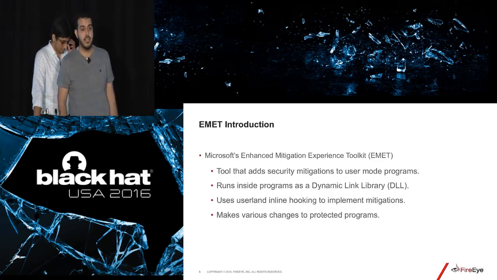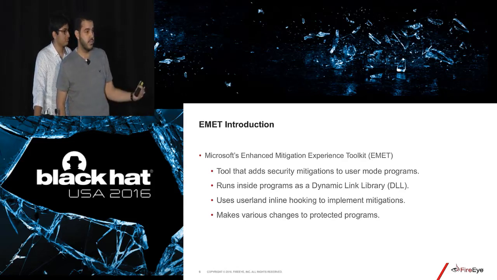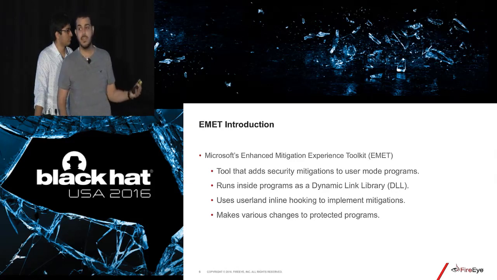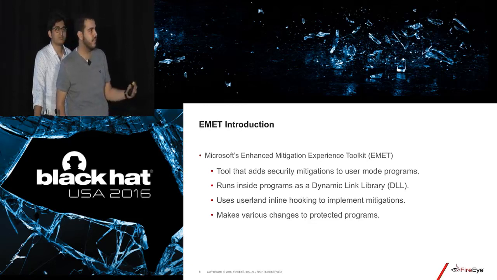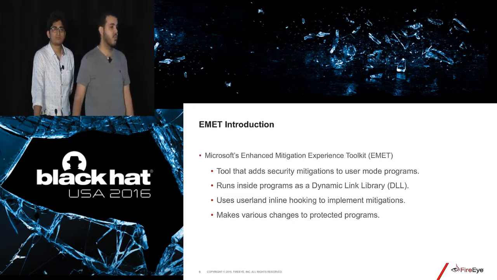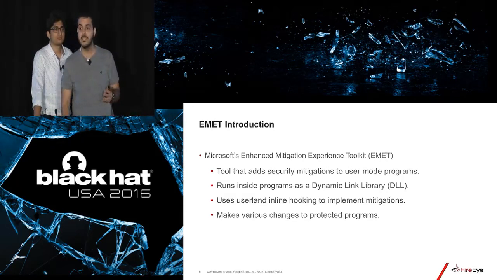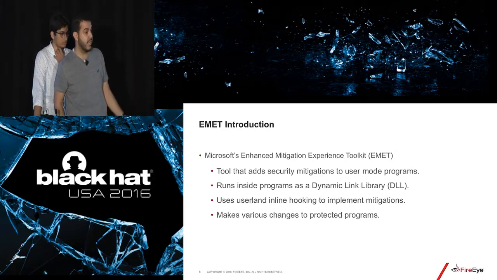So EMET is a security detection tool from Microsoft that adds security mitigations to the user-land protected programs. Beyond these protections built in the operating system, one could really think of EMET as an anti-exploit system. The main purpose of EMET is to raise the cost of exploitation rather than prevent the exploitation. It works mainly by injecting its DLL into the protected programs, and it depends on inline hooking. We will discuss what inline hooking is in the next slide.